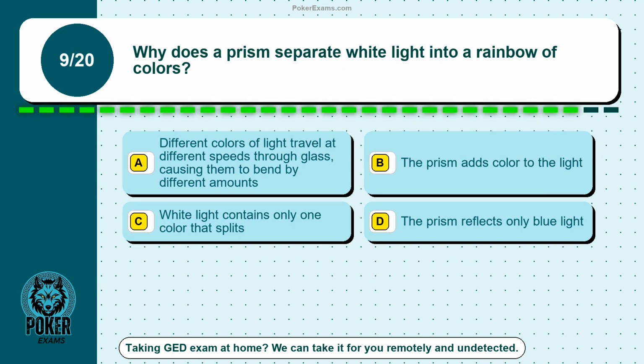Question 9. Why does a prism separate white light into a rainbow of colors? Option A. Different colors of light travel at different speeds through glass, causing them to bend by different amounts. Option B. The prism adds color to the light. Option C. White light contains only one color that splits. Option D. The prism reflects only blue light.